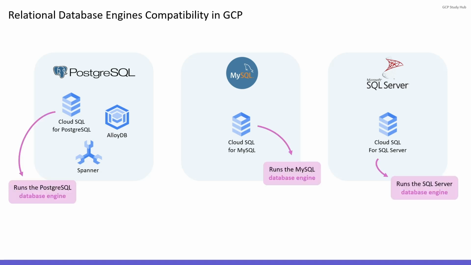Each of these Cloud SQL versions runs its respective database engine. This means that for PostgreSQL, MySQL, and SQL Server, Cloud SQL is executing the actual engine software. In the case of AlloyDB and Spanner, the system is compatible with PostgreSQL syntax and tools. While they may use different underlying architectures to achieve better scale or performance, they speak the same language as PostgreSQL, maintaining SQL compatibility.